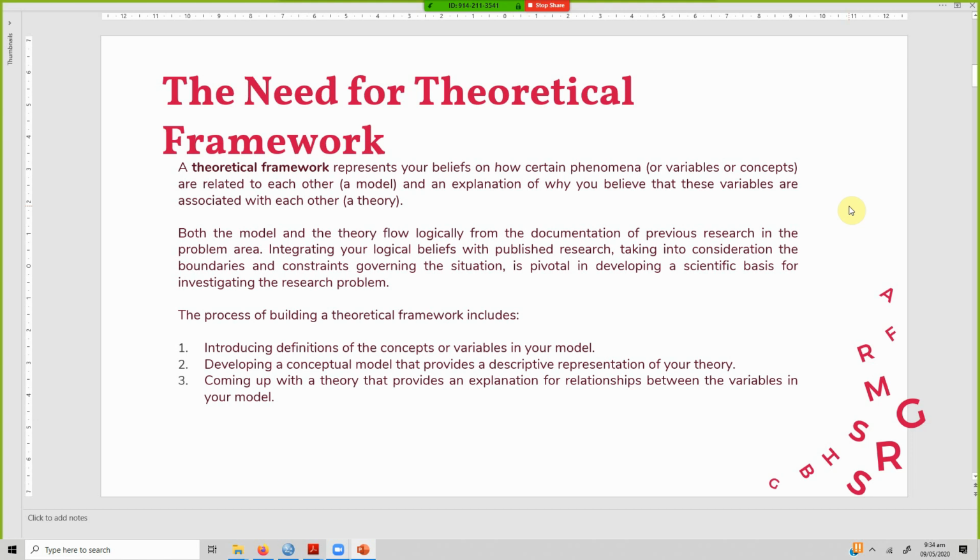So in research, a theory is your belief as to why you think that variables are related with each other. But it is important to know that it is not just your belief. You have to back your belief with support from existing research, support from existing theories. Both the model and the theory flow logically from the documentation of previous research. So you have to read, study, evaluate, and assess the previously available research in the problem area.